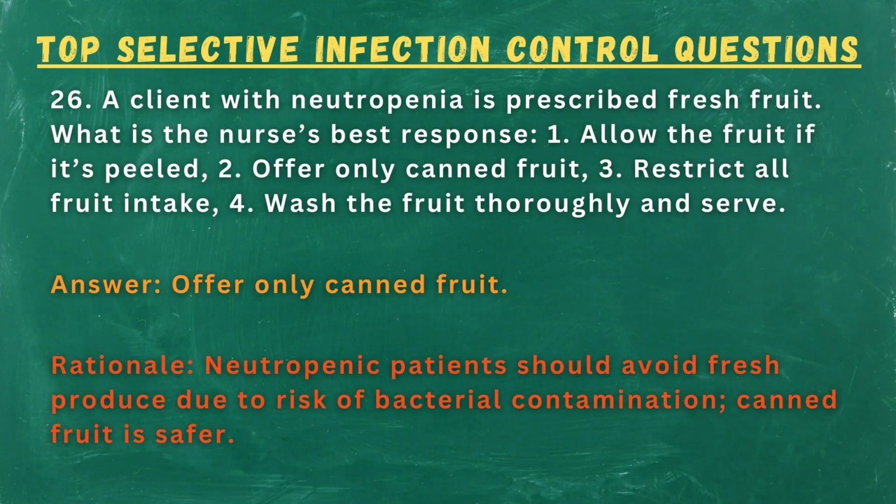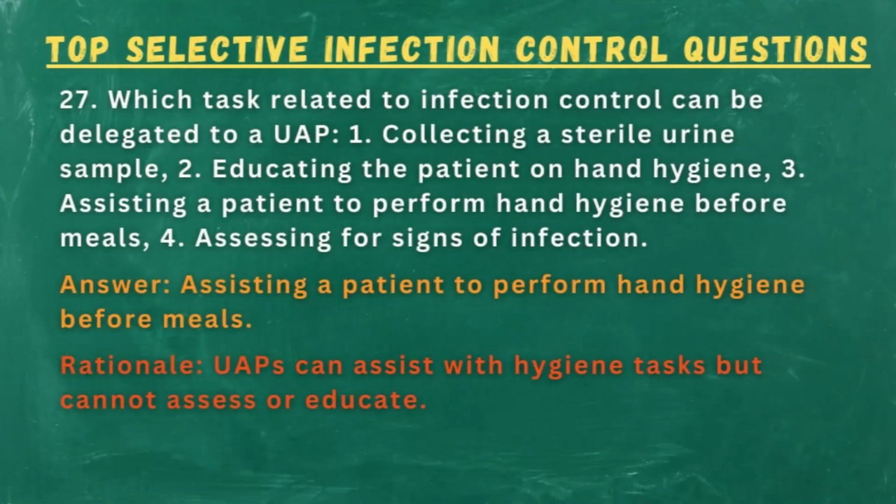26. A client with neutropenia is prescribed fresh fruit. What is the nurse's best response? 1. Allow the fruit if it's peeled. 2. Offer only canned fruit. 3. Restrict all fruit intake. 4. Wash the fruit thoroughly and serve. Answer: offer only canned fruit. Rationale: neutropenic patients should avoid fresh produce due to risk of bacterial contamination. Canned fruit is safer.